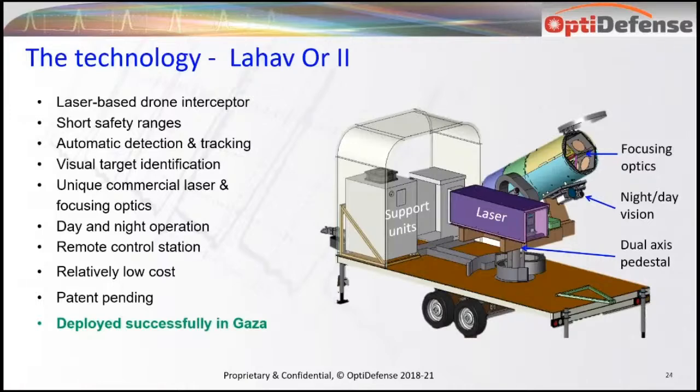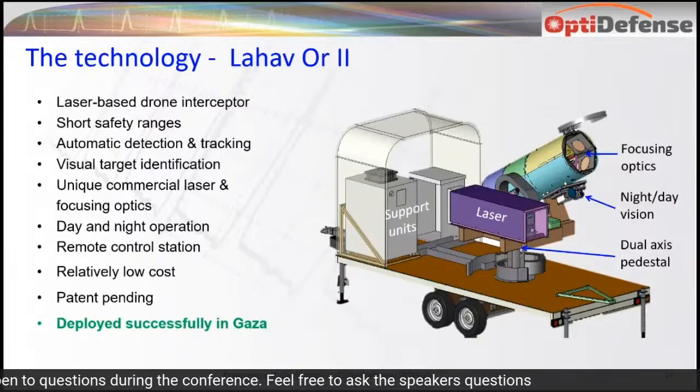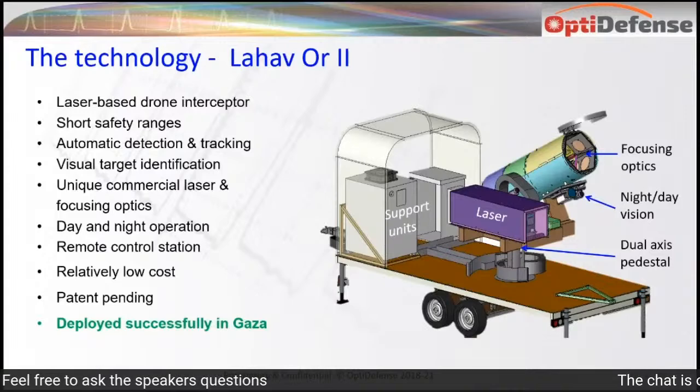It has special focusing and day and night operation, a remote control station. It's low cost compared to the US systems, and it was deployed successfully in Gaza. I'll talk about it in a minute. But we aim mainly at homeland security applications, and that's why we try to make it very cost effective.